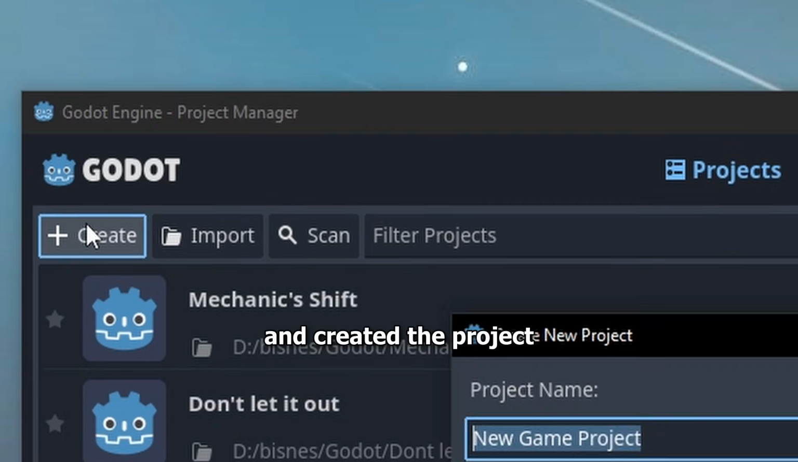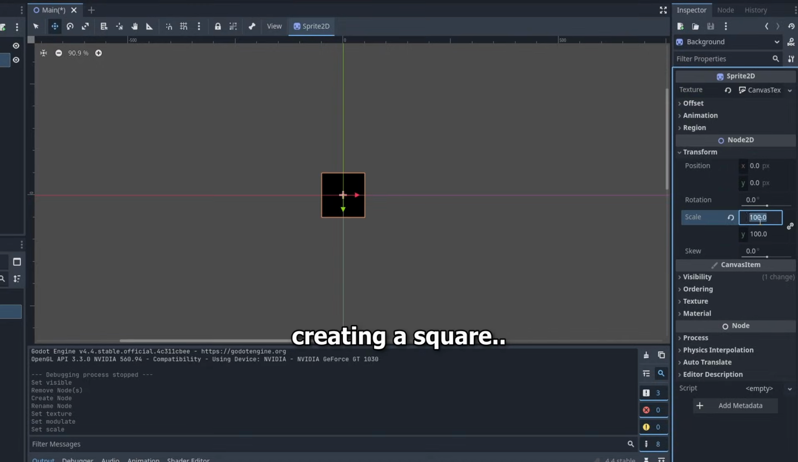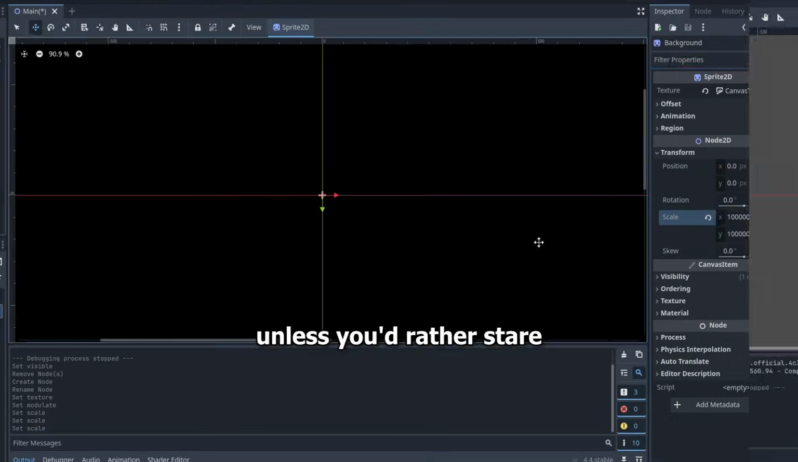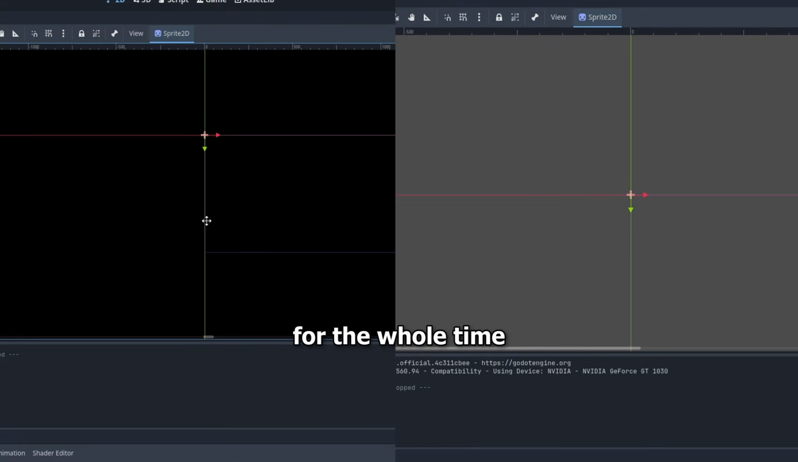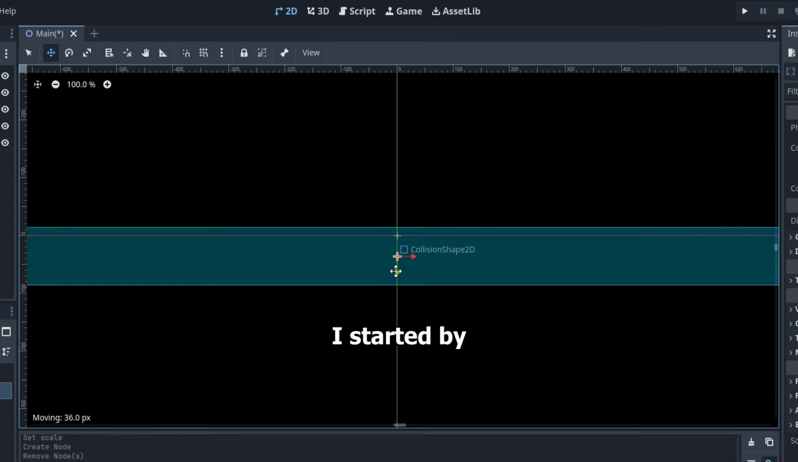So I went ahead and created the project, and the first thing I did was creating a square, breaking the rules on the first step. Now listen, this is just a background. Unless you'd rather stare at this instead for the whole time, I think we both would prefer to keep silent about this. I started by making a floor.